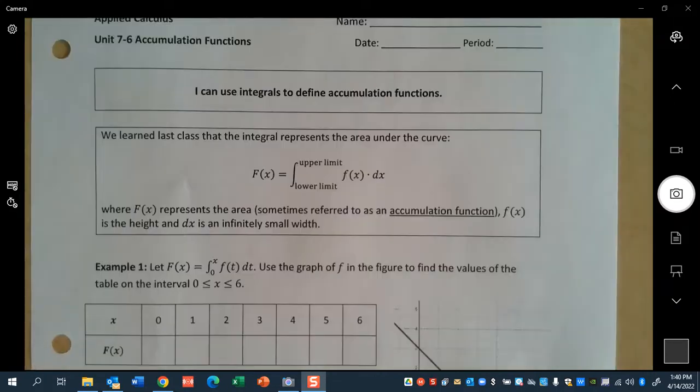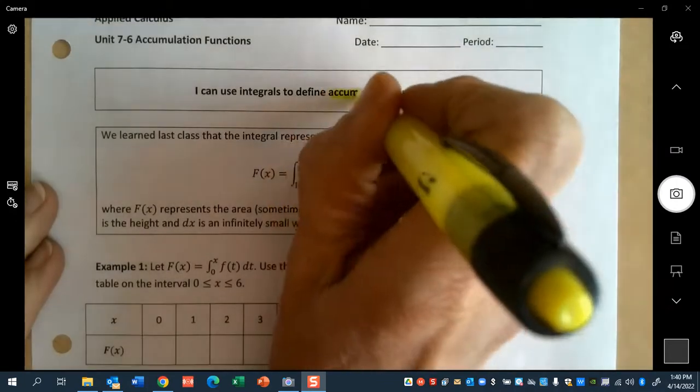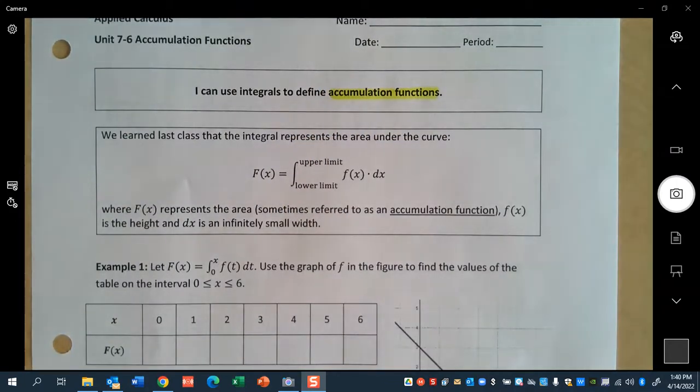So we're going to use the integral and we're going to define what we're going to call an accumulation function. And an accumulation function is what we're going to name that idea when we gather up all of those small rectangles and add their areas together and what that represents.